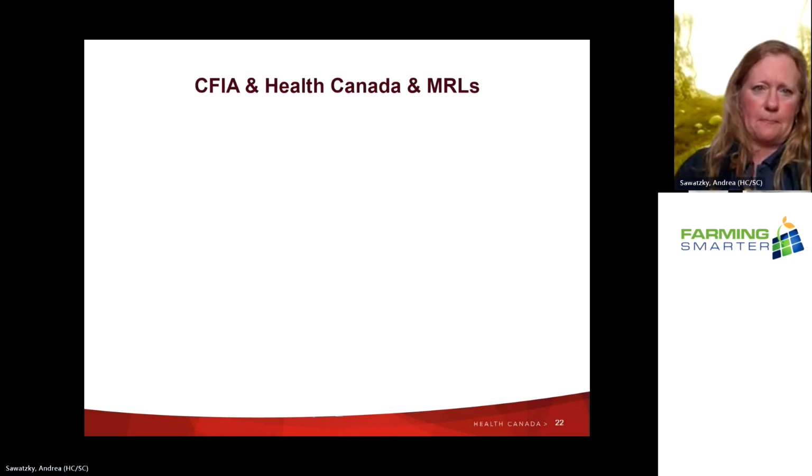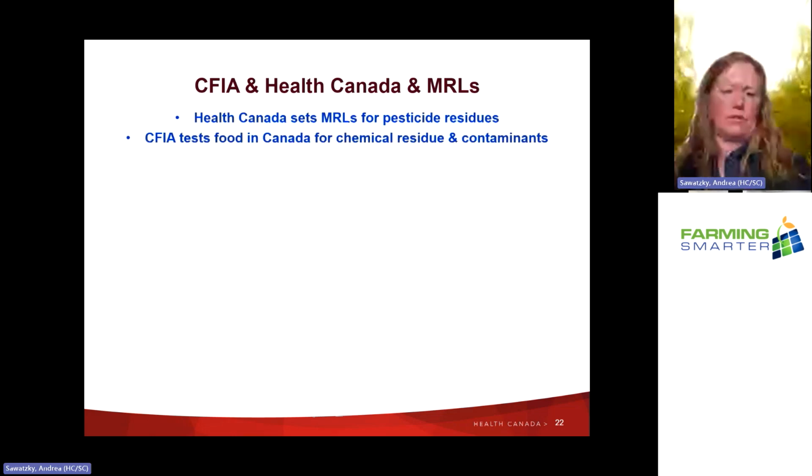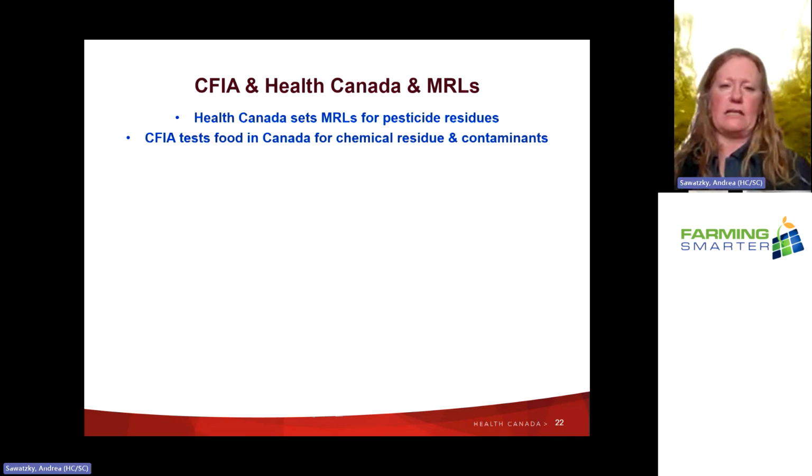So now CFIA, that's Canadian Food Inspection Agency, and Health Canada and MRL. So how do we all fit together? I mentioned this before. Important to know, Health Canada sets the MRLs, but we don't test for them. So we set them. The Canadian Food Inspection Agency, they test them. So they test for chemical residues and they test for contaminants. And basically the CFIA, when they test foods, they do about 15,000 samples every year on imported and domestic foods.